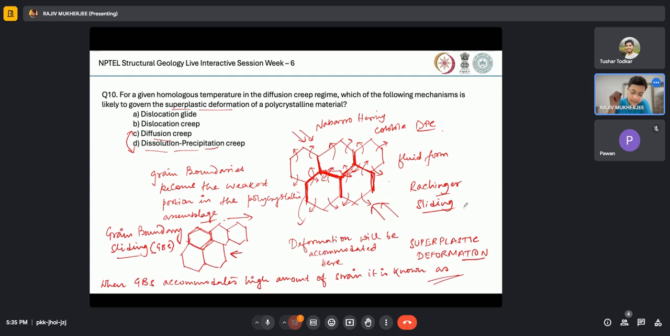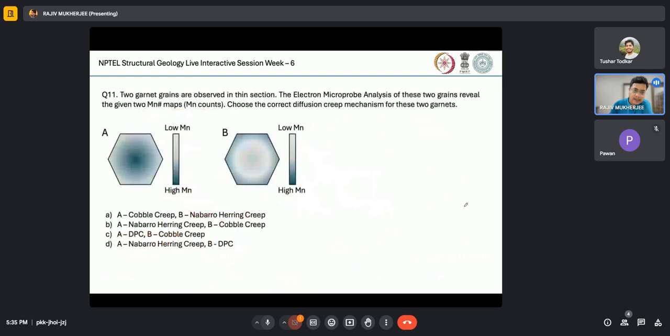Okay, so moving on to our last question. Two garnet grains are observed in thin section. The electron microprobe analysis, that means EPMA, of these two grains reveals the given manganese count maps. So choose the correct diffusion creep mechanism for the two garnets. You see the scale bar is given here, high concentration and low concentration of manganese in these two garnets, and these are the given options. So you can say which one is the correct option.